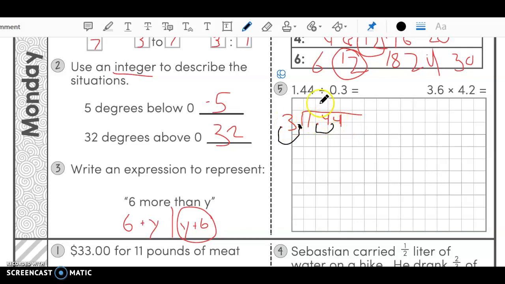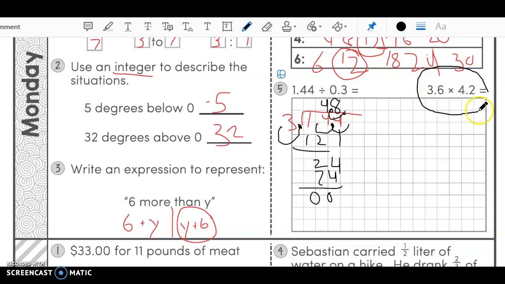Can 3 go into 14? Yes. How many times? 4. 4 times 3 is 12. We subtract, bring our 4 down. How many times does 3 go into 24? 8 times. And our decimals here, well, I guess I should finish the problem, huh? And subtracting, you get 0, so I know I'm done. So the way that I like to do this is I like to say, I'm going to move my decimal out 1 time, so I'm going to move my decimal in 1 time. And your answer is 4.8, or 4 and 8 tenths.